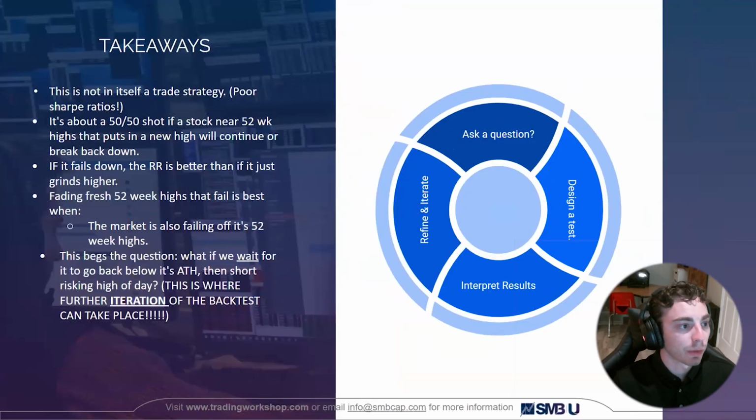Here are the biggest takeaways from this backtest. This itself is a poor trading strategy with poor Sharpe ratios. It's about a 50-50 shot whether a stock near 52-week highs that puts in a new high will either continue or break down. If it fails down, the risk reward is better than if it just grinds higher. But fading fresh 52-week highs that fail is best when the market is also failing off its 52-week highs. And this begs the question, what if we wait for it to go back below its all-time high, then short, risking the high of the day? This is where further iteration of the backtest can take place.